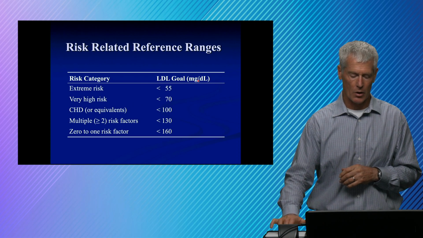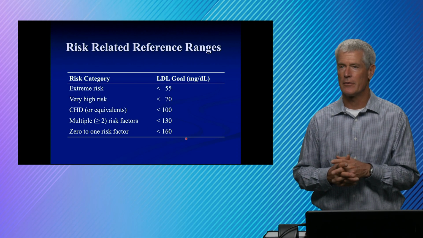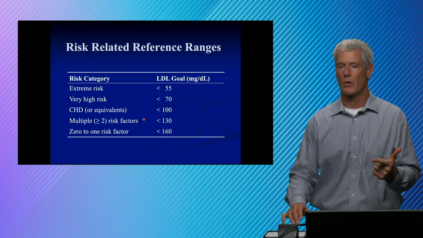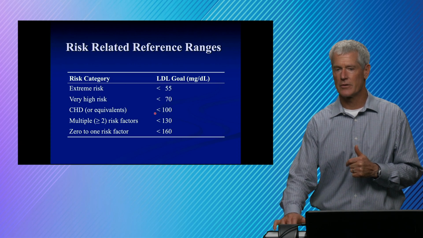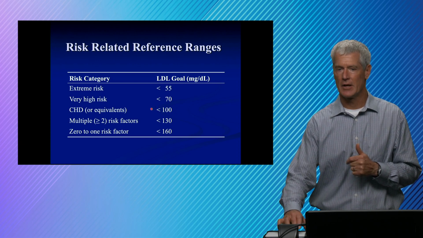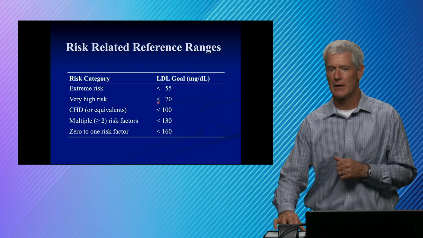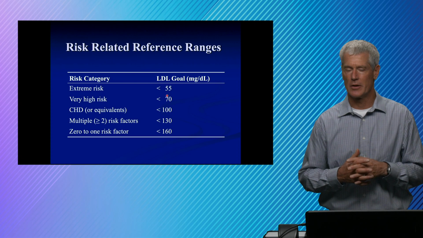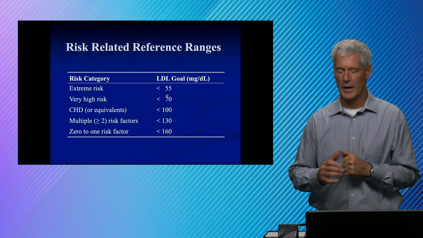LDL goals in milligrams per deciliter: if you have 0 to 1 risk factor, an LDL of less than 160 was considered appropriate. However, if you had 2 risk factors, you smoked cigarettes and you were older, then your LDL should be less than 130. If you had cardiovascular disease or equivalence, and equivalence there means diabetes, then your LDL target range was less than 100. If you had a recent MI, you were at very high risk, so they want your LDL to be less than 70. And extreme risk, people that aren't responding, that have had a recent MI, they really are targeting low LDL concentrations.